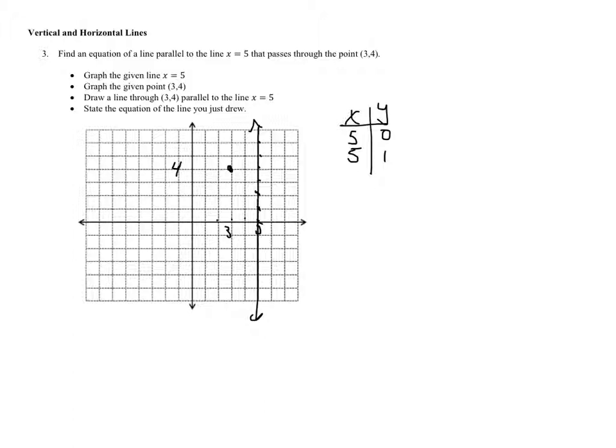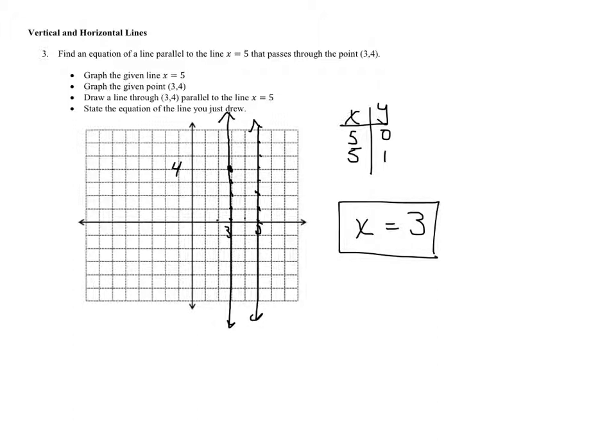Now we're going to draw a line through the point 3, 4, but parallel. I'm just going to draw a line right down like this because they're parallel. Ta-da! And now we're going to state the equation of the line I just drew. Well, this is another vertical line where x is always equal to 3. Let me erase that a little bit because it's not that great. So I'm going to write a nice 3 here. There's the equation.